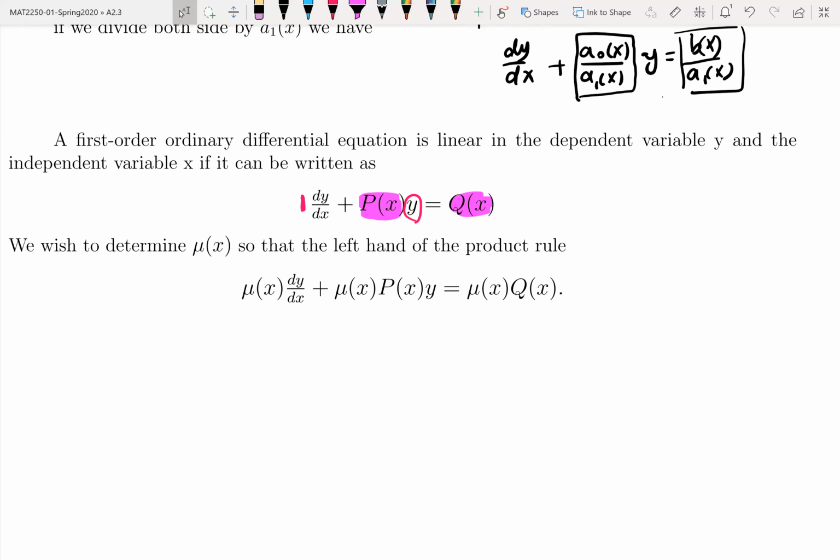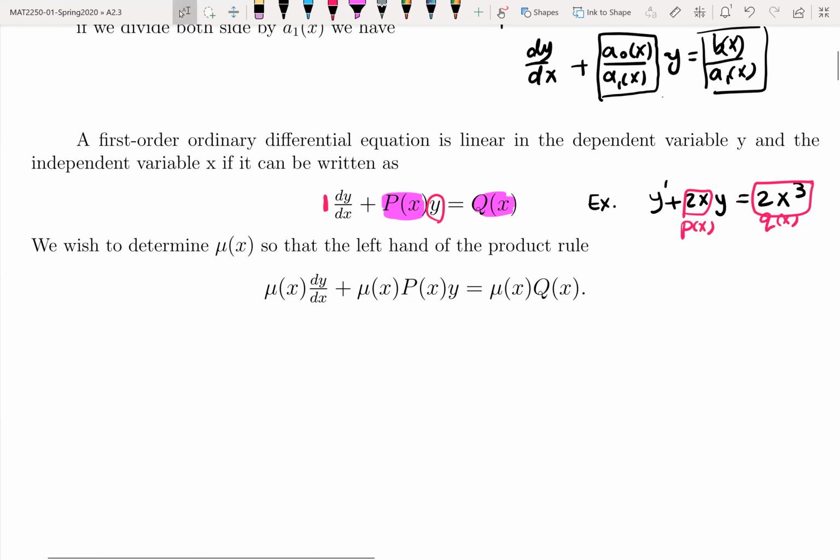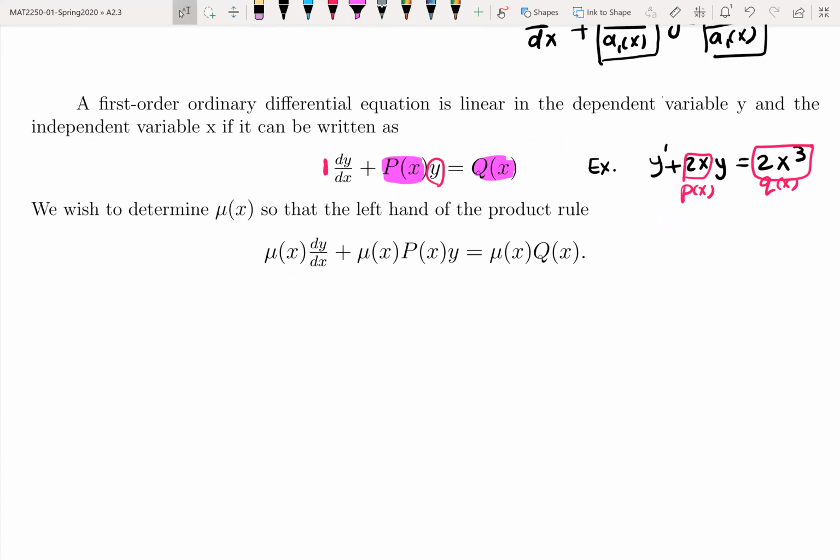Okay, so what it says is that if the equation is in this form, I can add one example. What do I mean by this form? Just some example, like y prime plus 2x y equals 2x cubed. That's one example of a first order linear differential equation, in which this is your p of x, and this is your q of x. Again, this little proof is trying to tell us why we need to multiply by a factor to be able to solve it.